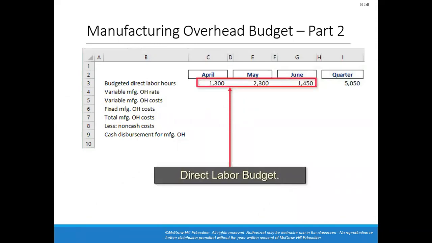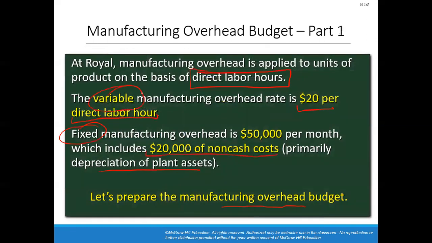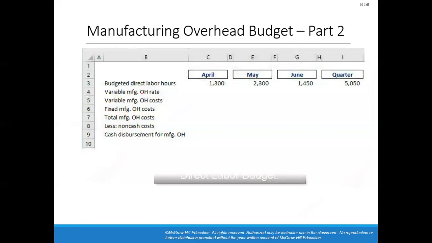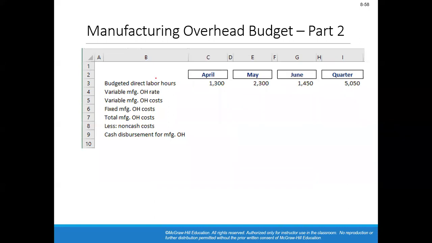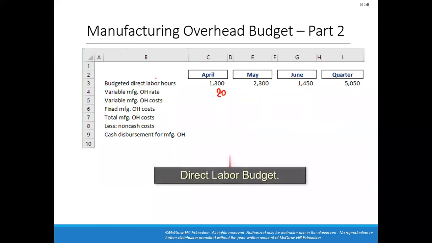As we already have calculated the budgeted direct labor hours, we have taken these numbers from there. Okay, so the variable manufacturing overhead rate is how much? We have been told the rate is $20 per unit. Let me check again. Yeah, $20. So we have taken the $20, and now if we calculate this, we have some variable manufacturing overhead cost, right?